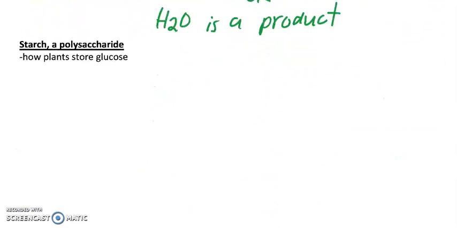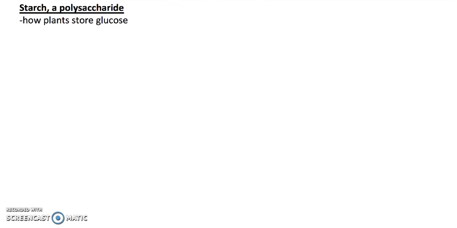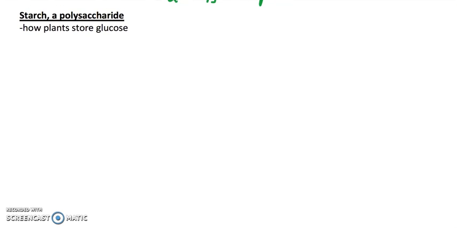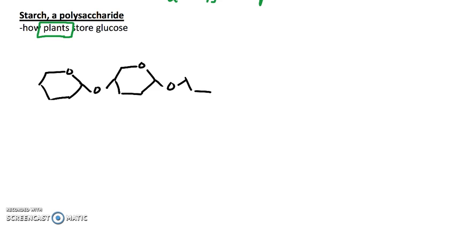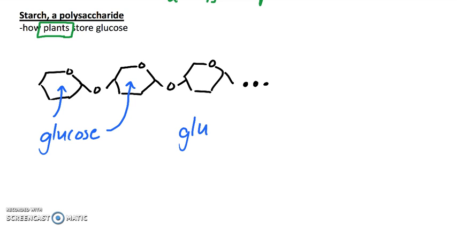Okay, so now on to the next saccharide, which is starch. And this is how plants store glucose, as opposed to animals, which we'll get on to in a sec. So starch is basically a bunch of glucoses put together, like so. I'm going to put dots because there's many of them. So this is all just glucose molecules linked together by those dehydration reactions. So this is glucose, that's glucose, this is also glucose, and so forth.